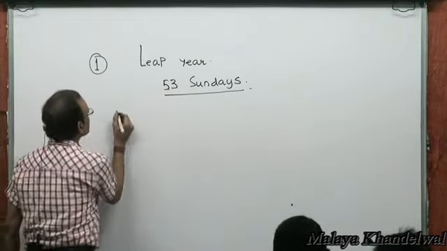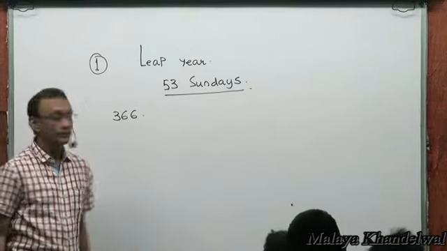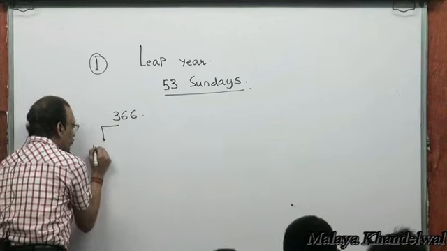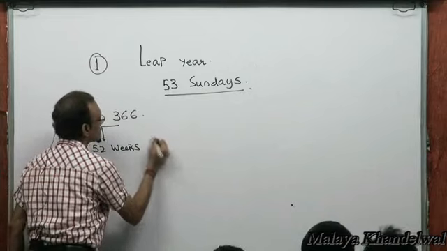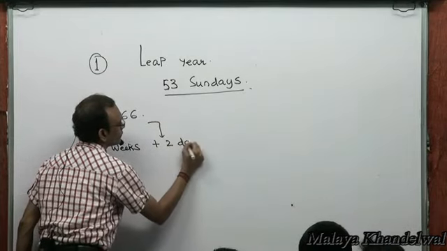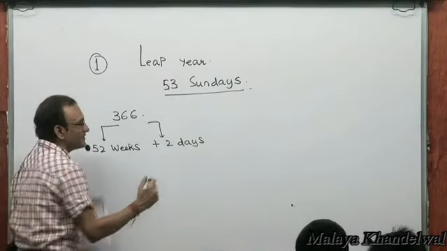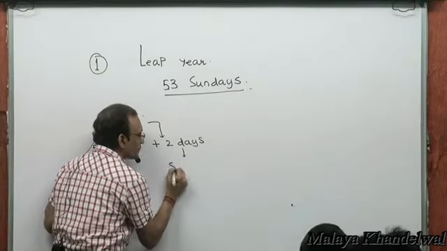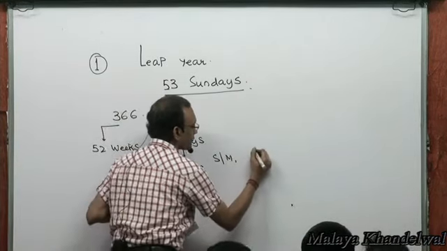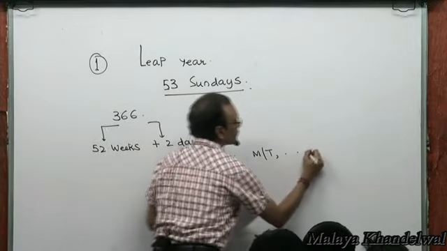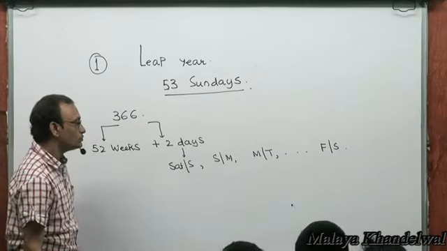Now, how many days are there in a leap year? 366. Right? Which means 52 full weeks plus 2 days. Now, these 2 days would be obviously consecutive, and they could be, let's say, Saturday, Sunday, Sunday, Monday, Monday, Tuesday, Friday, Saturday, right? Yes or no?